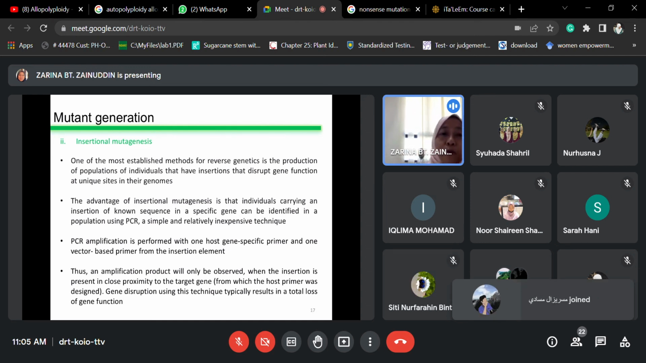Okay, alright. So one of the most established methods for reverse genetics is actually production of a population of individuals that have insertions that disrupt the gene function at unique sites in their genome. Okay, so the advantage of insertional mutagenesis is that individuals carrying an insertion of known sequence in a specific gene can be identified in a population using PCR. Which this technique PCR ni simple lah and also tak expensive. Okay, it's quite cheap lah. PCR ni common technique lah.